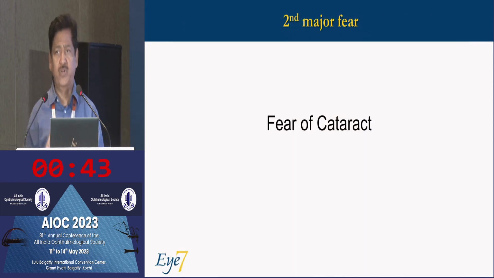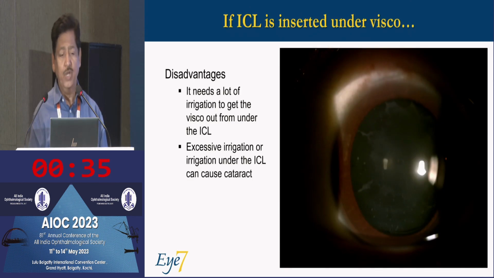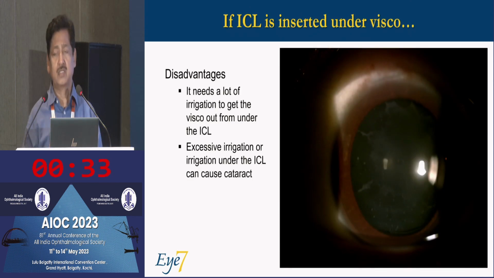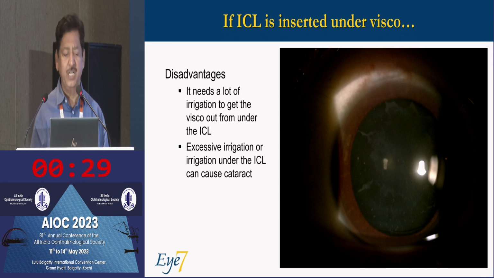The second fear is the fear of cataract, the bigger fear. Can I help you reduce your fears on this count? So if ICL is inserted under visco, the disadvantage is that it needs a lot of irrigation to get that visco out from under the ICL. Excessive irrigation or irrigation under the ICL can cause a cataract.